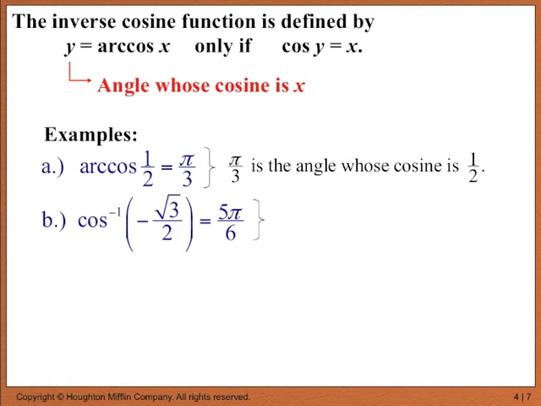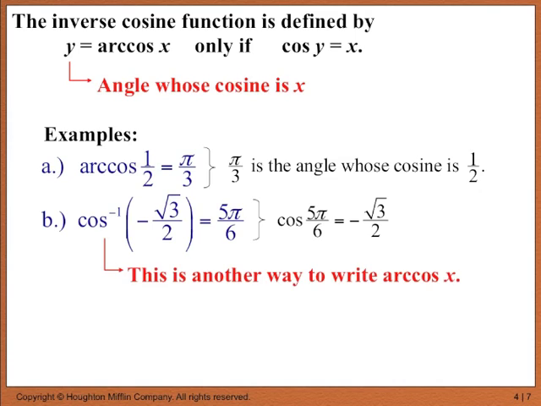Inverse cosine of negative root 3 over 2 equals 5 pi over 6. The negative 1 sign, of course, is just a symbol for the inverse cosine. And refer to your unit circle, and you will see that over there in the second quadrant, the x-coordinate of negative root 3 over 2 corresponds to the angle 5 pi over 6.